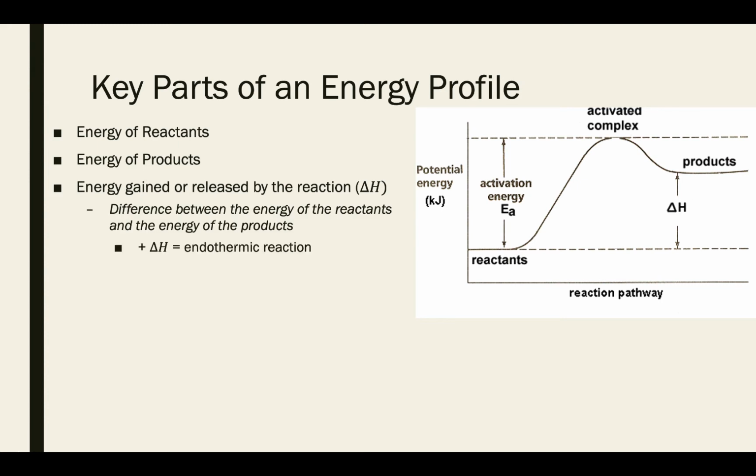As you may recall, we've looked at this before, the idea of endothermic and exothermic reactions. Endothermic reactions have a positive delta H, meaning energy is gained. So in this case, the products would be higher in energy than the reactants. A negative delta H would mean the opposite, that the products are lower in energy than the reactants, and the reaction loses energy. So the energy profile you're looking at here on the right is for an endothermic reaction. The one on the previous slide was for an exothermic reaction.